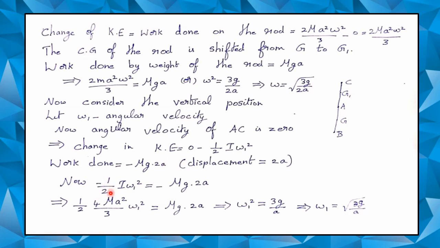Now minus half I omega 1 square is equal to minus mg into 2a. So from this you can get the value of omega 1, and that is equal to root of 3g by 2a. So this is the angular velocity for one complete revolution.